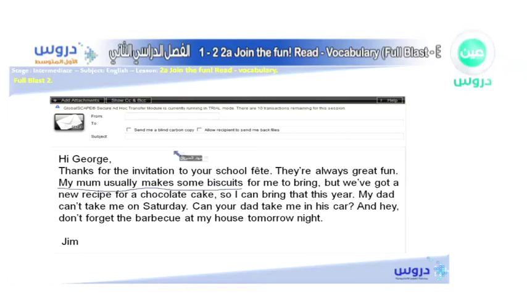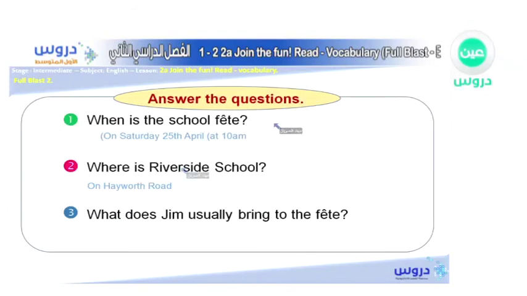So, once again, he says, my mom usually makes some biscuits. The question once again, what does Jim usually bring to school? He also mentioned it, he said for me to bring, so he's given us no chance to be mistaken. So in that case, what does he usually bring to school fetes? Well, he brings, that's right, biscuits, as you can see here. So let's go and write it down now.